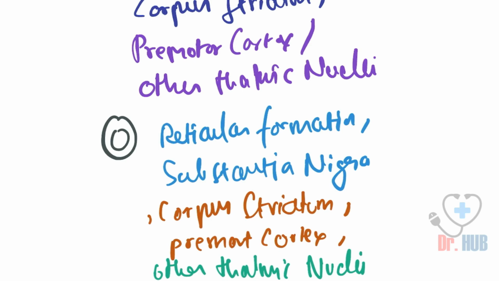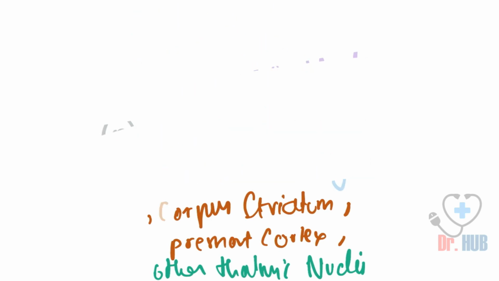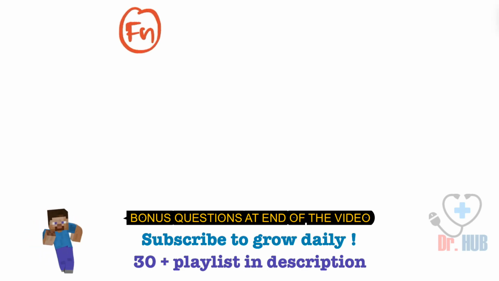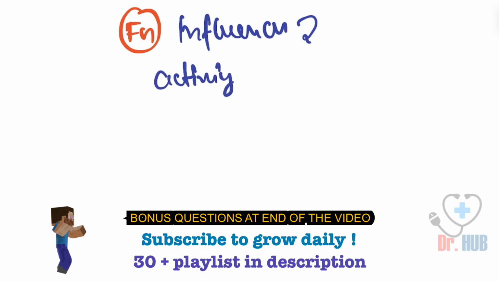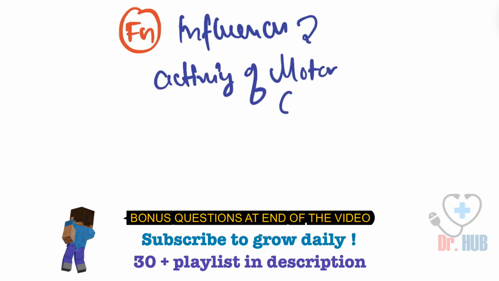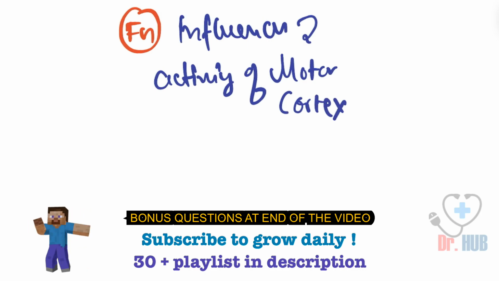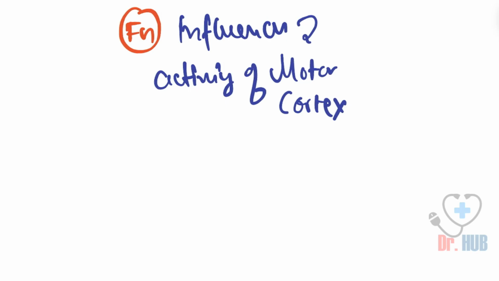Now the question arises, what is the function of the ventral anterior? The function is that the ventral anterior influences the activity of the motor cortex. Next we look at the ventral lateral. We just saw ventral anterior, now we are looking at the ventral lateral.